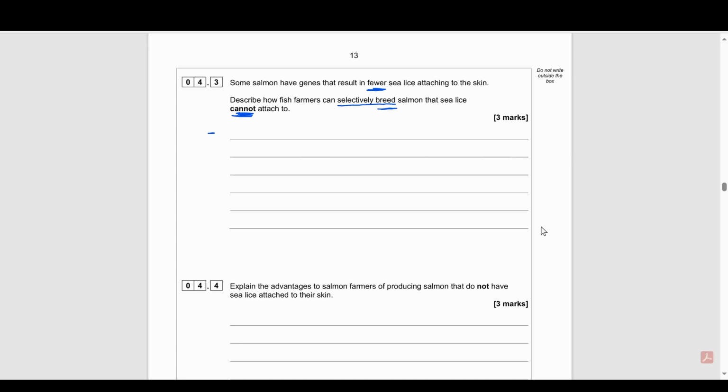Now selective breeding is to do with reproduction, because that's what the word breed means. So we want to have a look at the different fish that we already have and find those that are already containing these genes that result in fewer sea lice attaching to the skin. Now remember, if we're breeding, we need a male and a female, so it'd be best to state that first. Obtain a male and a female that have the least number of sea lice attaching to their skin.